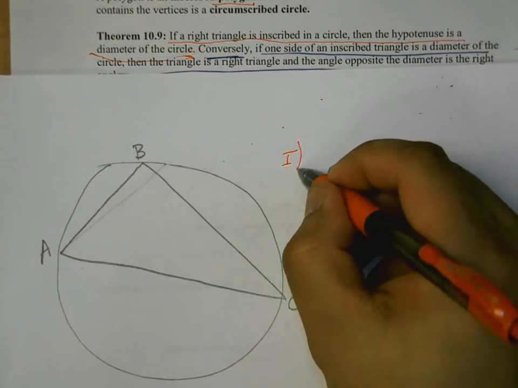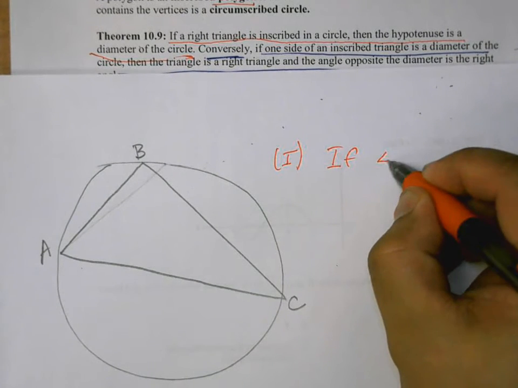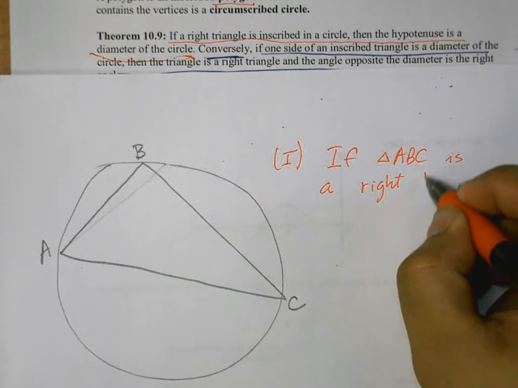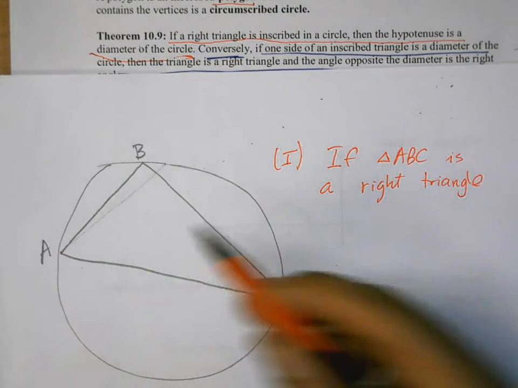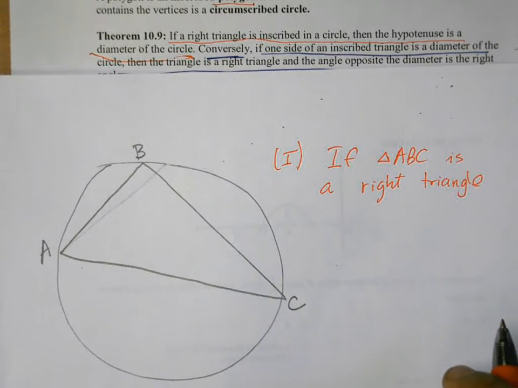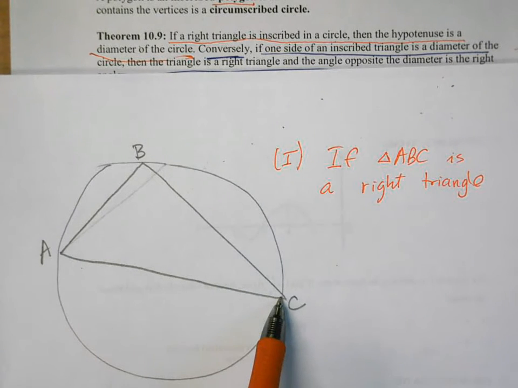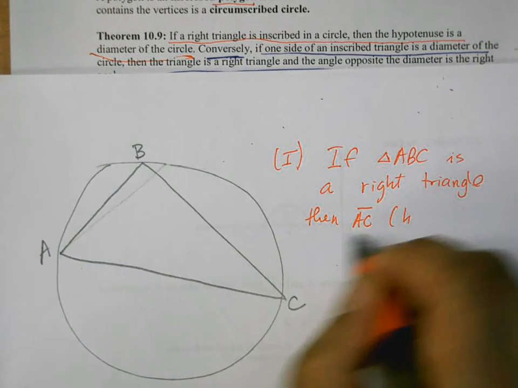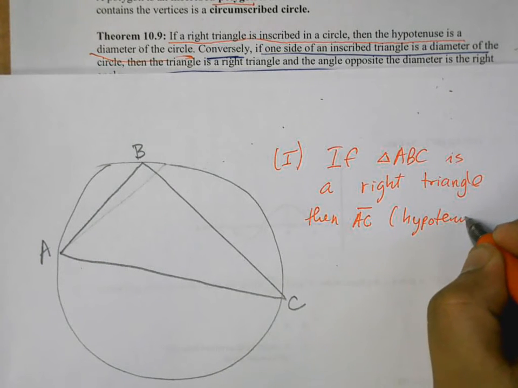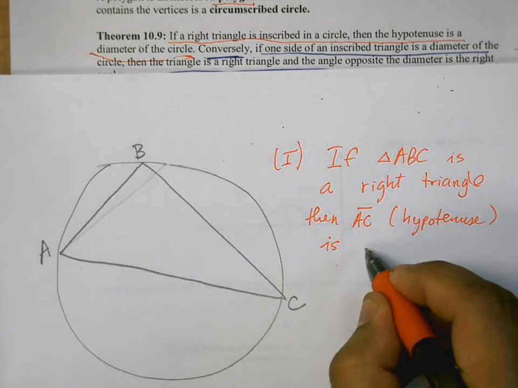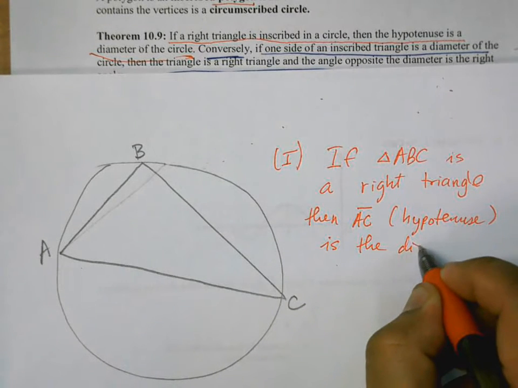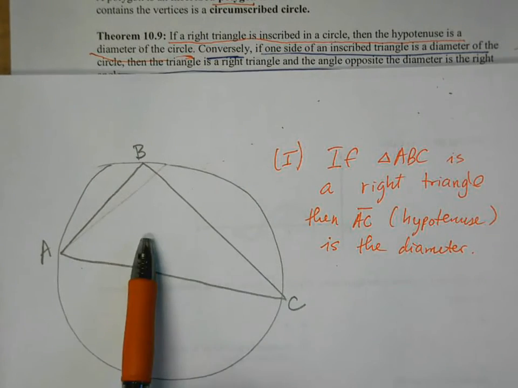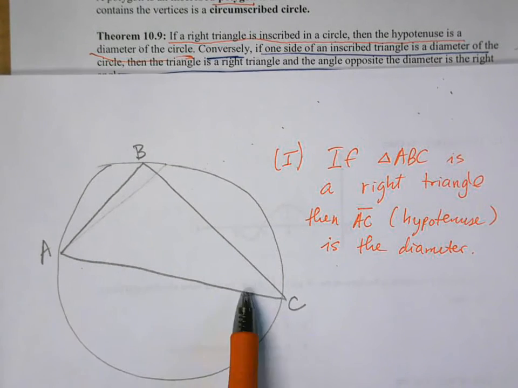So the first part of the theorem is saying if triangle ABC is a right triangle, okay, so if this happens to be a right triangle, then AC is the diameter, which in this picture would be the hypotenuse. Then the hypotenuse is also the diameter of the circle. So, in other words, given that we have a right triangle, this here must be the diameter.